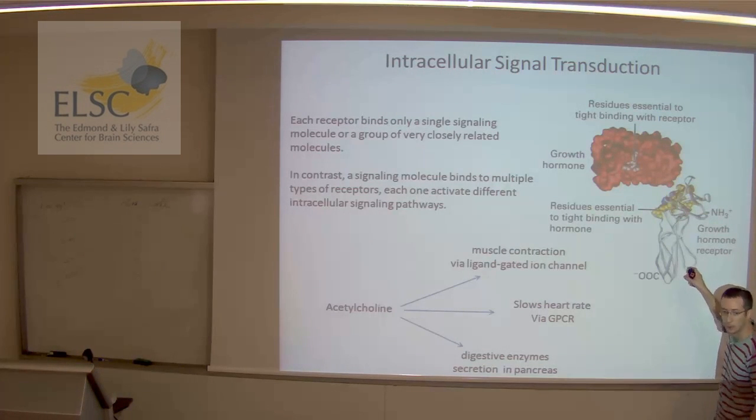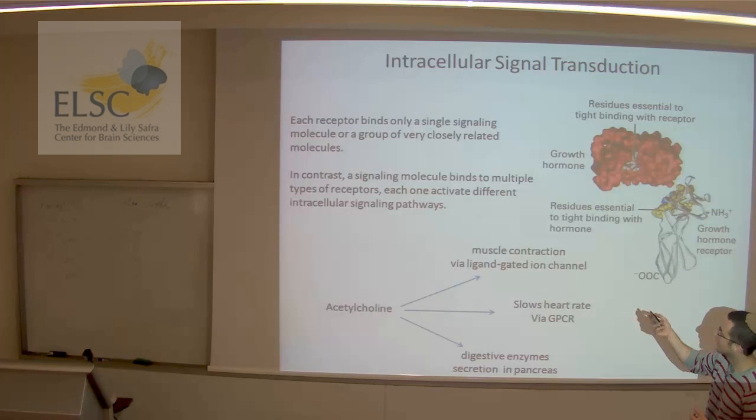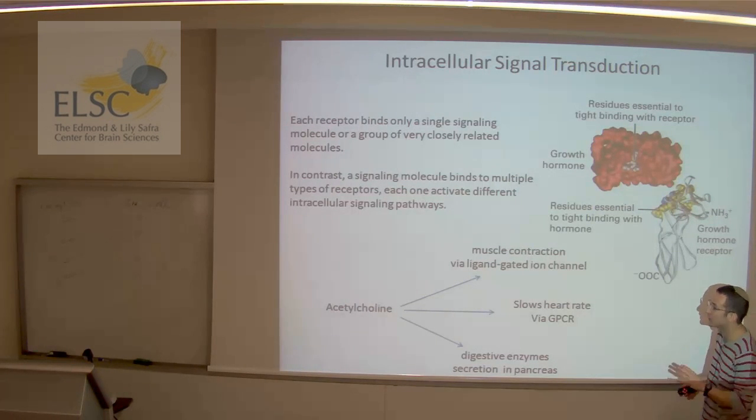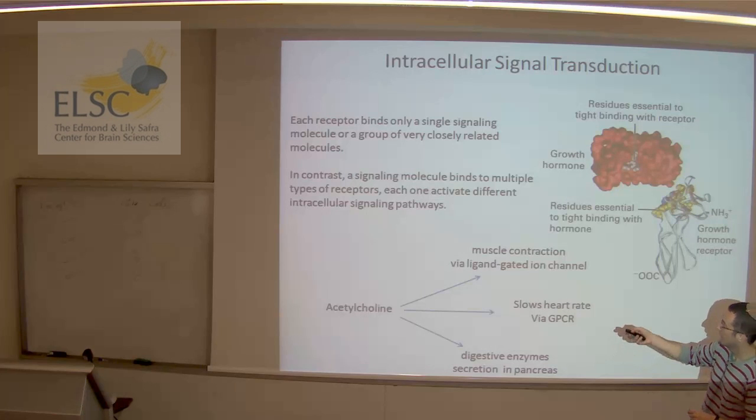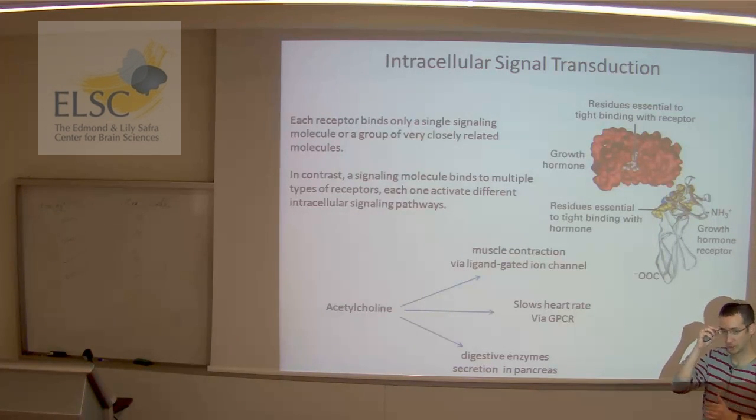Right, so each receptor at the plasma membrane recognizes and binds to a single molecule or to a very small family of very similar molecules having almost the same binding domain. So each receptor binds only a single signaling molecule or a very small bunch of very similar molecules because of its structure. In contrast, a single signaling molecule can be recognized by several different receptors.